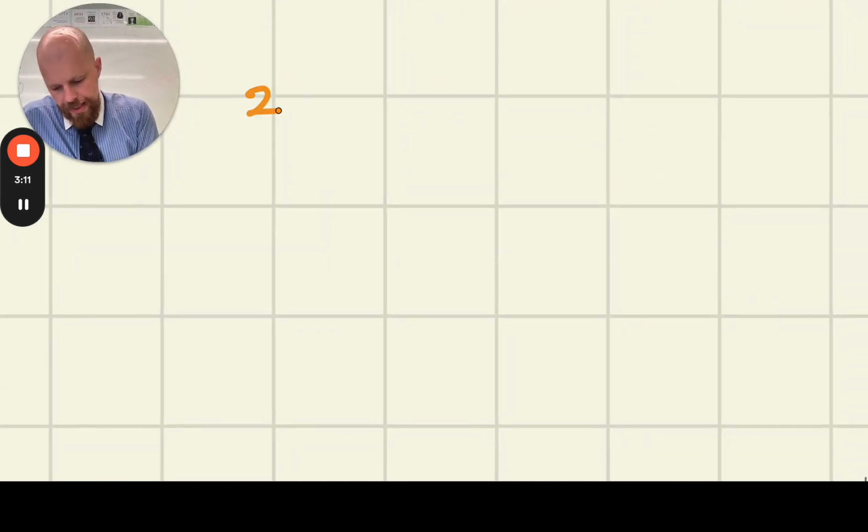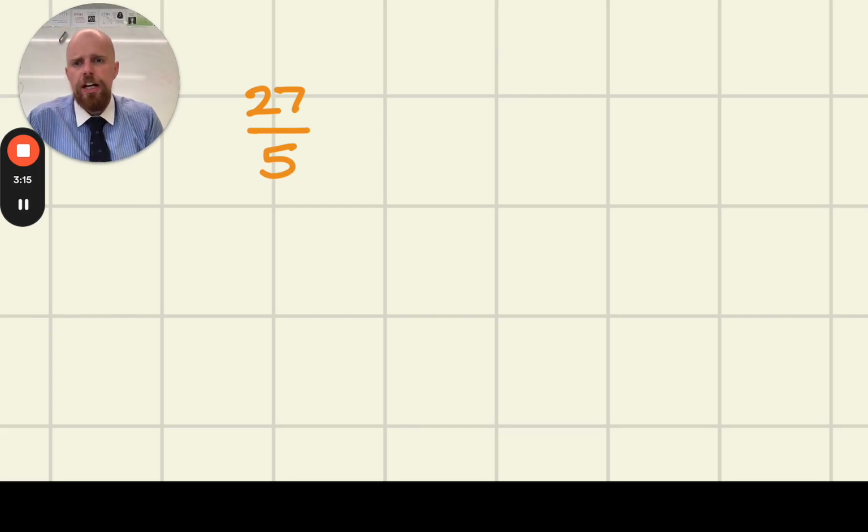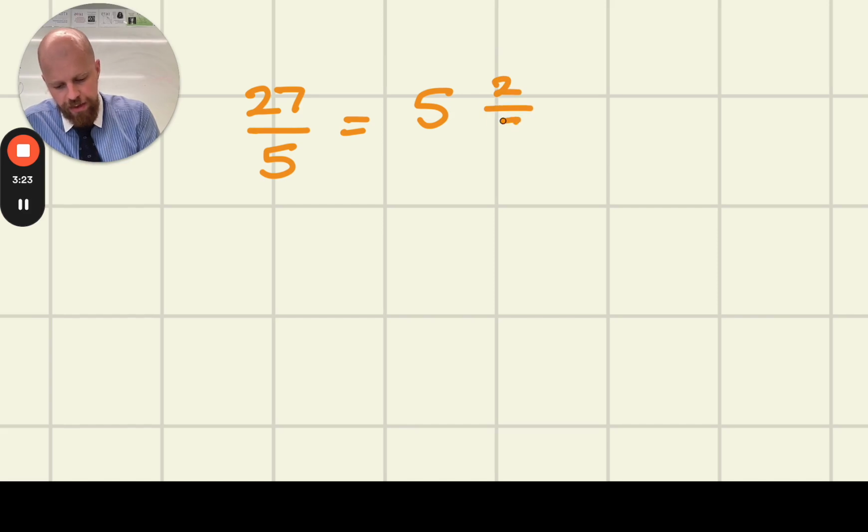Let's take 27/5. How many times does 5 go into 27? Goes in 5 times, because 5 times 5 is 25. And then the remainder is 2. So I have 5 2/5. So that's how you convert between an improper fraction and a mixed number.